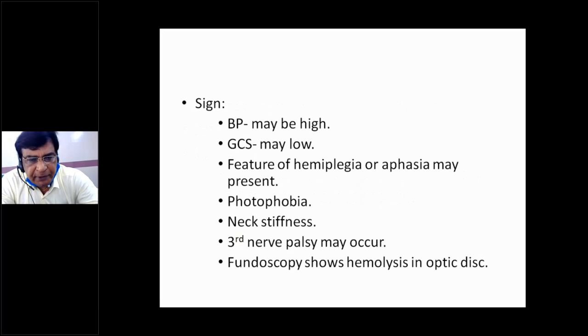And among the signs, BP may be high and GCS may be low, and features of hemiplegia or aphasia may be present, that is photophobia, neck stiffness, third nerve palsy, and occasionally hemorrhage in the optic disc. Hemorrhage can occur in the optic disc.